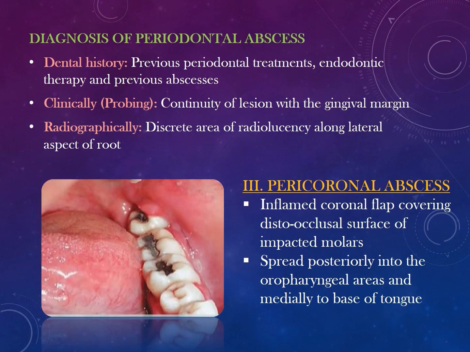So how do we diagnose whether it's a periodontal abscess? First, by taking a dental history from the patient. Whether they have had any previous periodontal abscesses, or have undergone any previous periodontal treatments or endodontic therapy. Because treatment of patients with advanced periodontitis with just antimicrobials and without any subgingival debridement will lead to abscess formation. Even during scaling, the calculus might get dislodged and pushed into the soft tissue, leading to abscess formation.